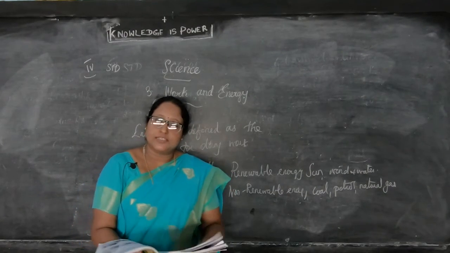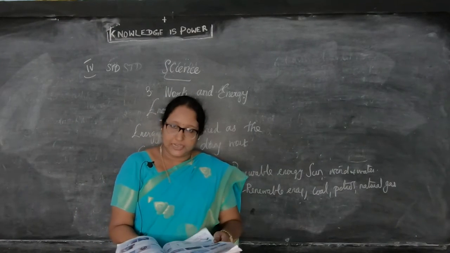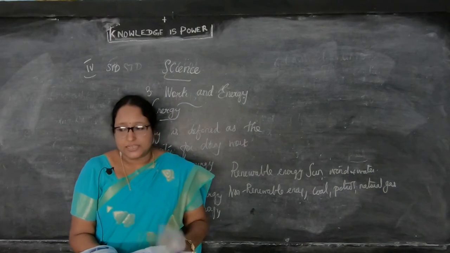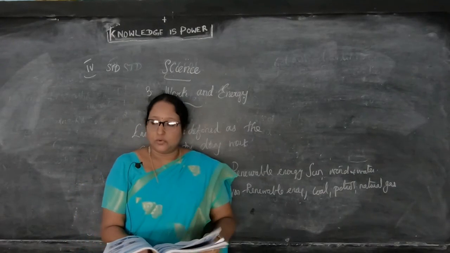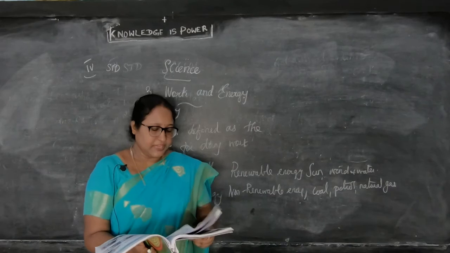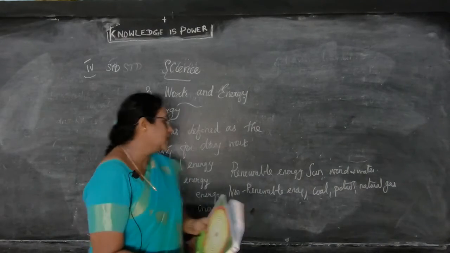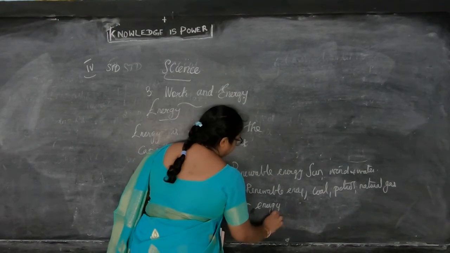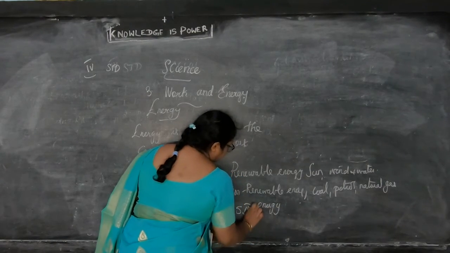So what is the law of conservation of energy? It states that energy cannot be created nor destroyed, but it can be converted from one form to another. Then the SI unit of energy is joule. So the SI unit of energy is joule.